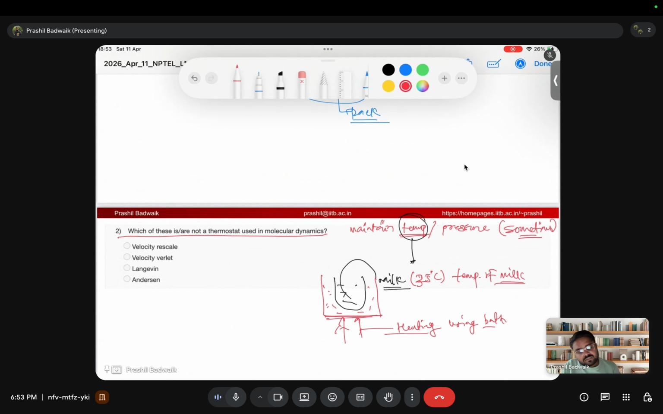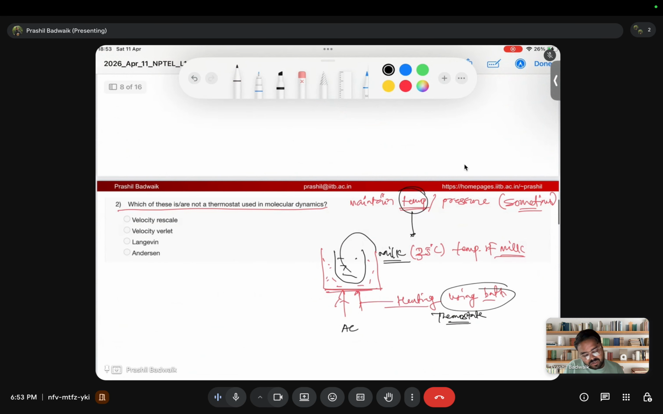So this is a type of thermostat. We are using a bath, so this bath is a thermostat which is used to keep the temperature. Similarly, AC is also a thermostat. What does it do? It removes the heat upon work. We have to do work by which it removes the heat from the system, from the room. That sort of thing is called a thermostat, which maintains the temperature.